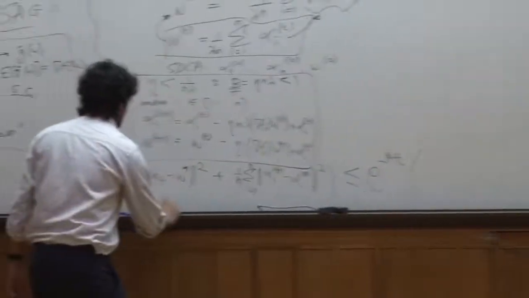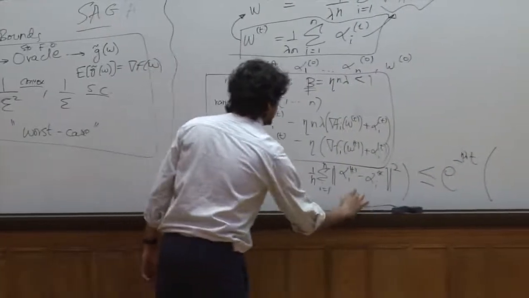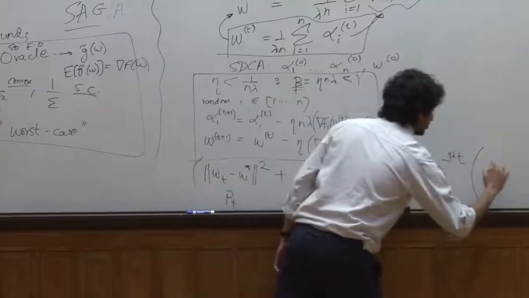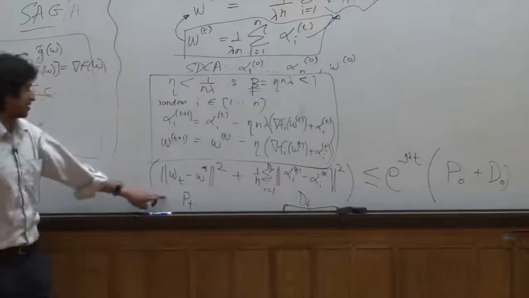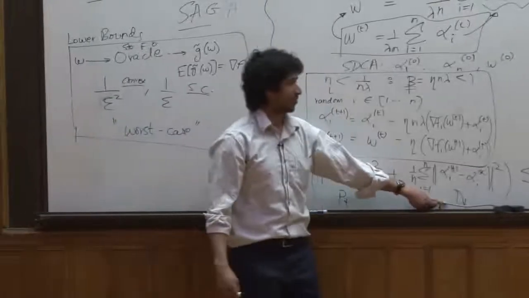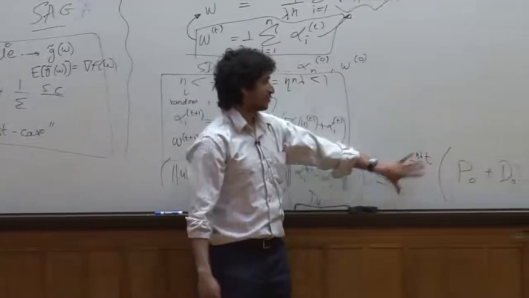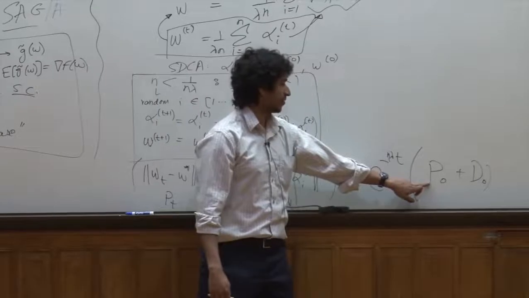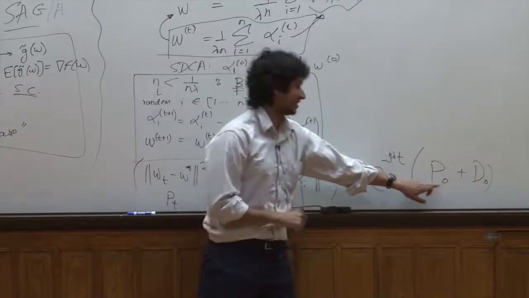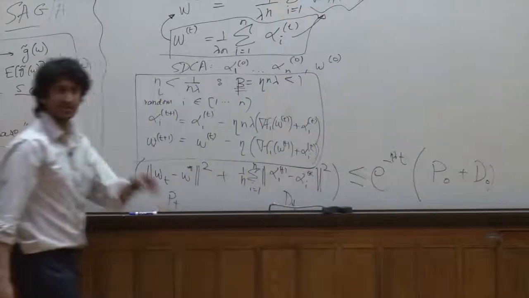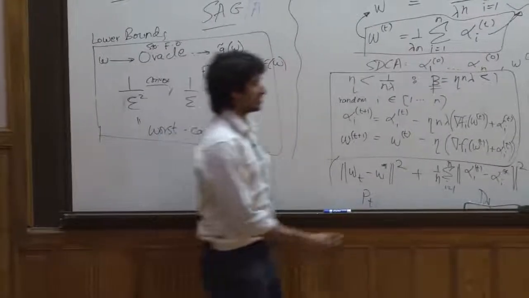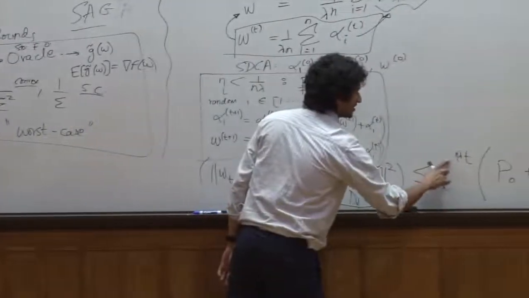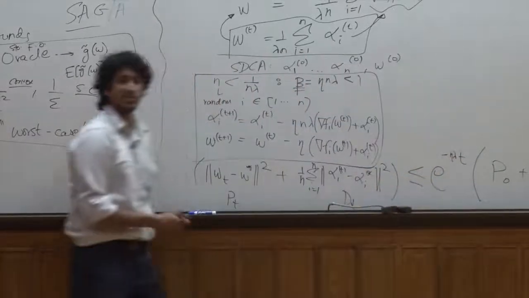So let's just call this Pt and Dt. So this is P0 plus D0. Okay. So the primal suboptimality at step t plus the dual suboptimality at step t is just an exponential factor times the primal suboptimality at step 0 and the dual suboptimality at step 0. Okay. So the good thing about this is it's an exponentially fast decay.